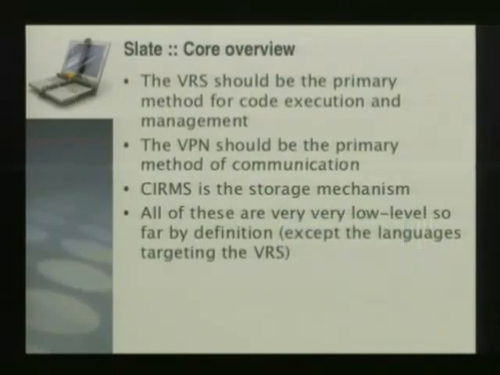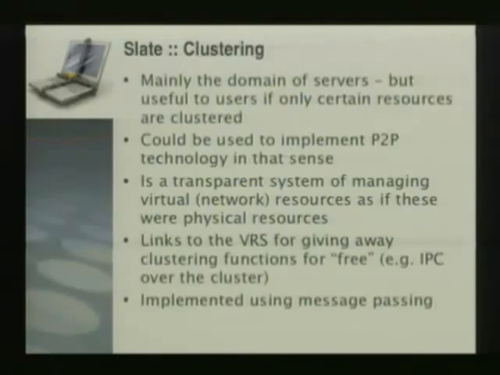So to overview what I said: the virtual runtime system, you would have higher level languages than D running on it, so you could have Ruby or Erlang or whatever you wanted, or new languages. And the VPN should be the prime method of communication with other computers for security reasons. CMS being the storage mechanism, and we consider these all to be very low level, as paradoxical as it sounds.